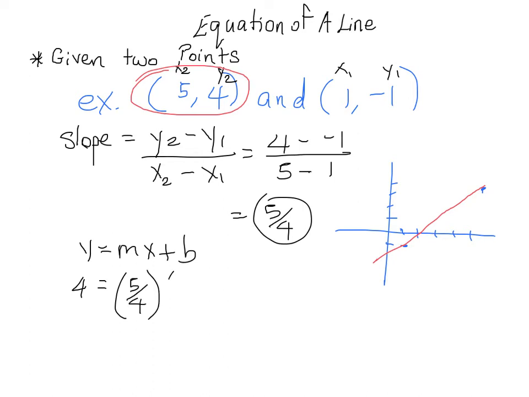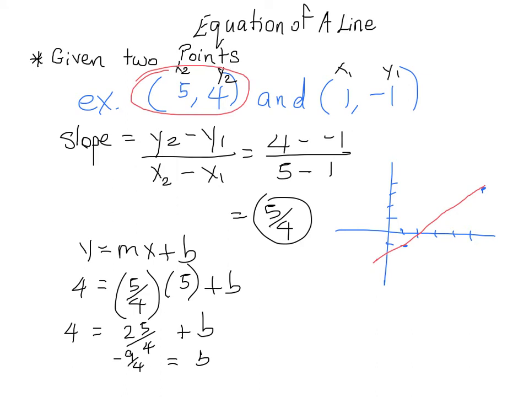Times x, which is 5, plus b. Now we can simplify that and solve for b. 4 is equal to 25 over 4 plus b. And we can now subtract 25 over 4 from both sides, and we figure out that b is equal to negative 9. Well, let's erase that and fix it. Negative 9 over 4. So there we go.